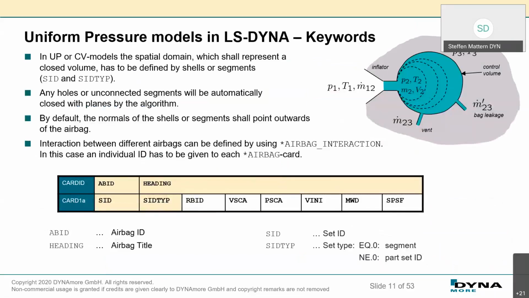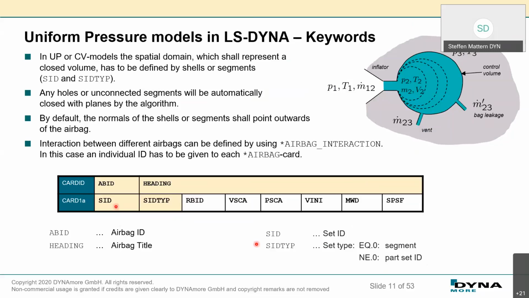All the uniform pressure models start with the keyword airbag, followed by the same first cards. So first it is necessary to specify the closed volume forming the airbag by shells or segments. The normal vectors of the shells, or the segments in this case, shall point outwards of the airbag volume. This is something I always mention at this time in the airbag course, because for the recently used CPM method, it's the other way around. There, the normal vectors are supposed to face inside the airbag volume.